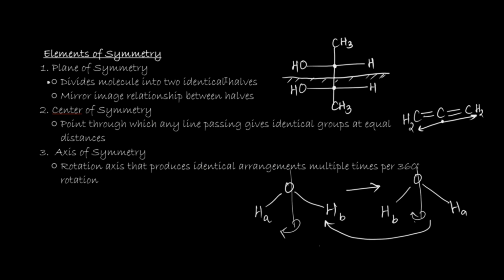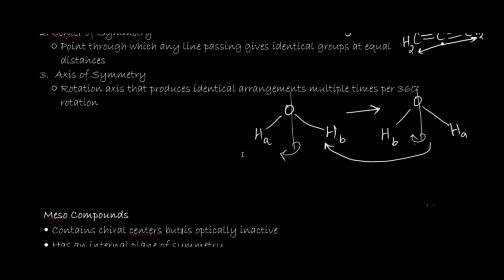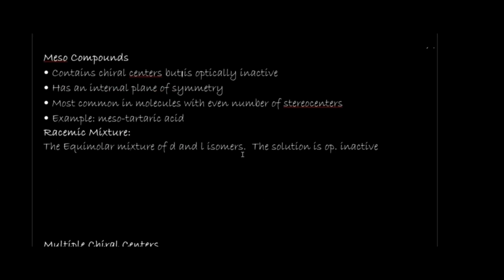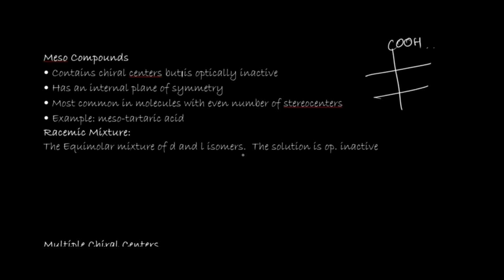Okay, so this is some basic material. Mostly they will be asking questions from plane of symmetry. We apply this concept in another type of compound called meso compounds. Meso compounds are the ones which have chiral centers, but are optically inactive because of cancellation of optical activity, that is because of the plane of symmetry. Okay, the same example as here, I am taking tartaric acid.